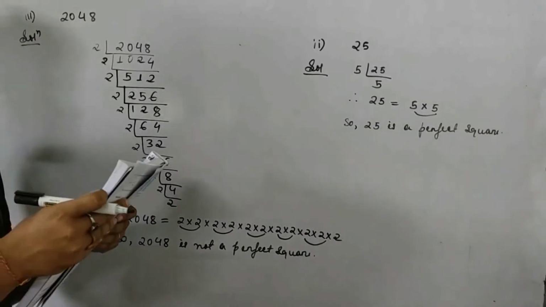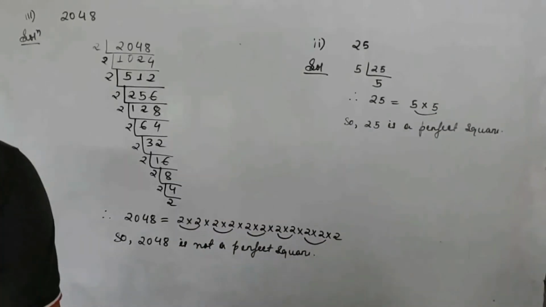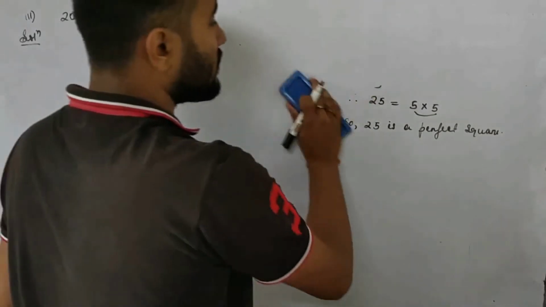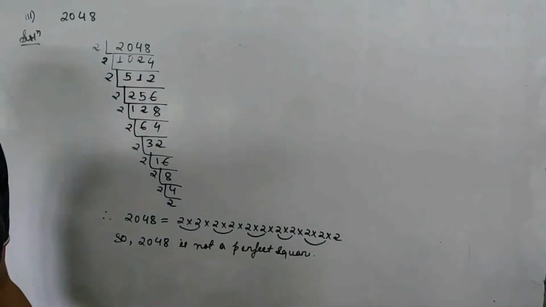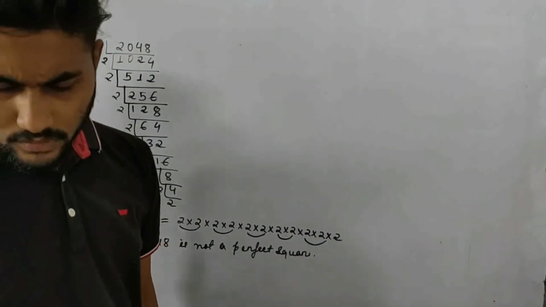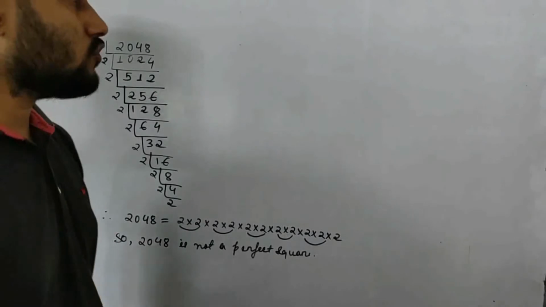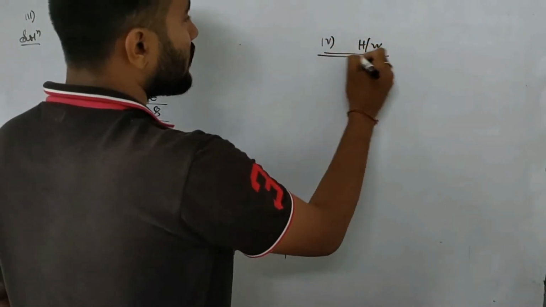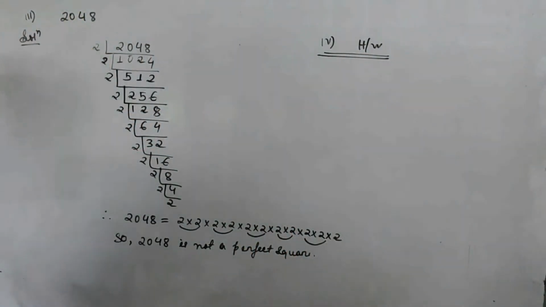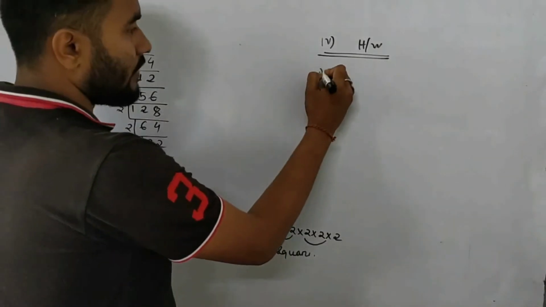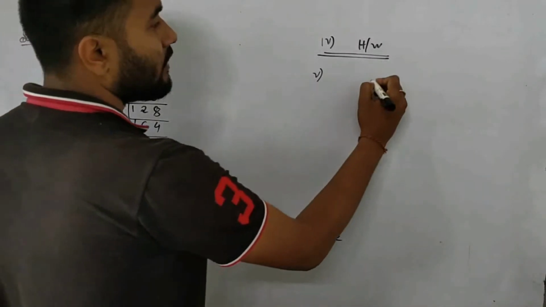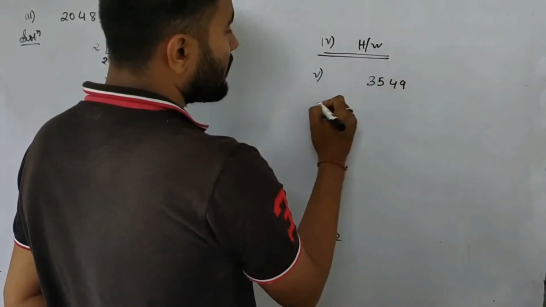Next what? 2916. Next number is what? 2916. Question number 4 is what? Homework or question number 5 homework? Which one? Question number 4 is homework, okay? Question number 5 I will do now, over here only. So question number 5, okay? What is there? 3549. Solution.